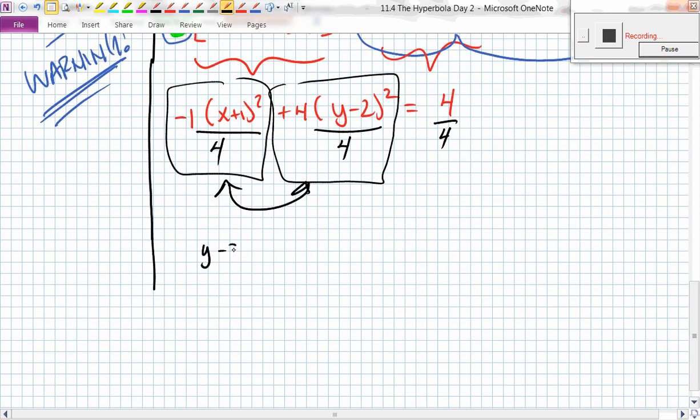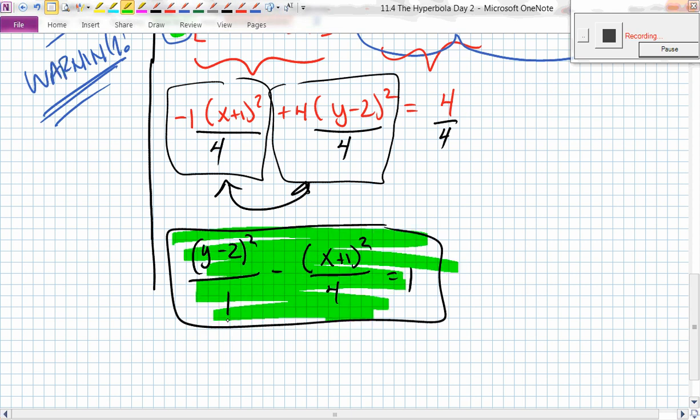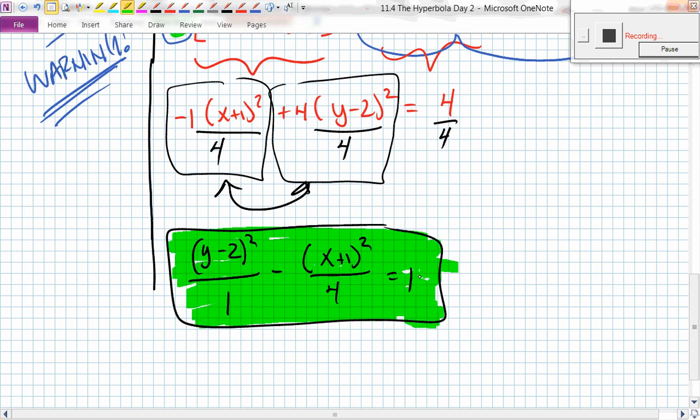So here's what I have: y minus 2 squared over 1 minus x plus 1 squared over 4 equals 1. And that's my equation. So you tell me, is this a left-right transverse axis for my hyperbola, or is this an up-down transverse axis? This is so fun. What do you think? Yeah, this is an up-down.